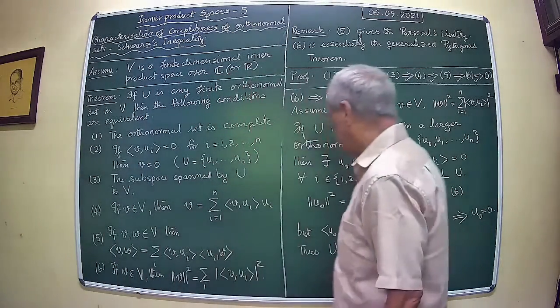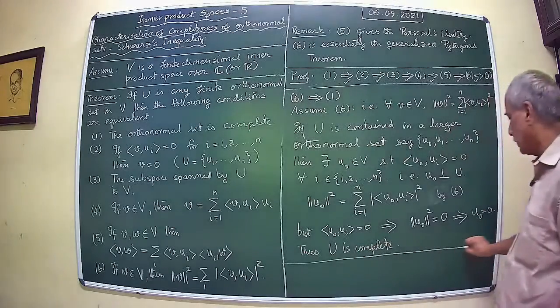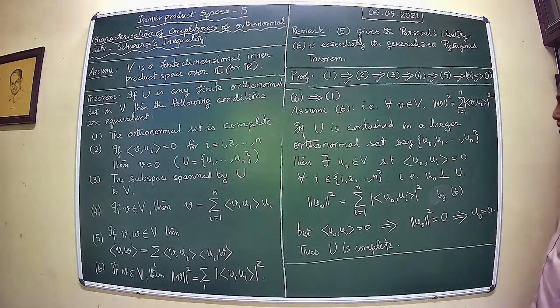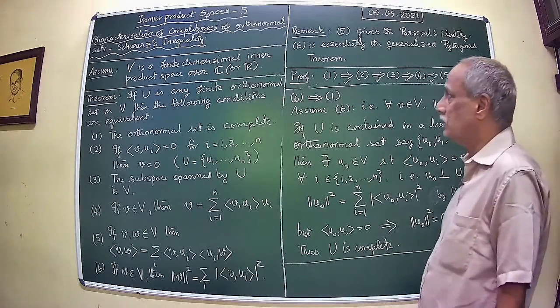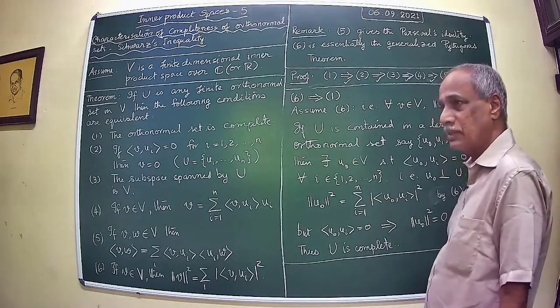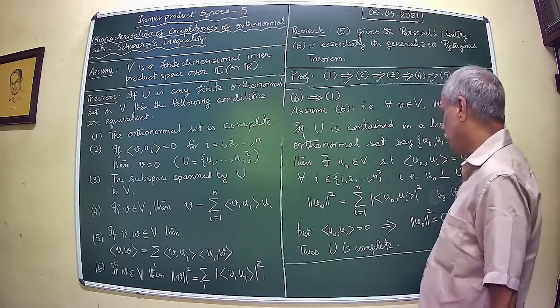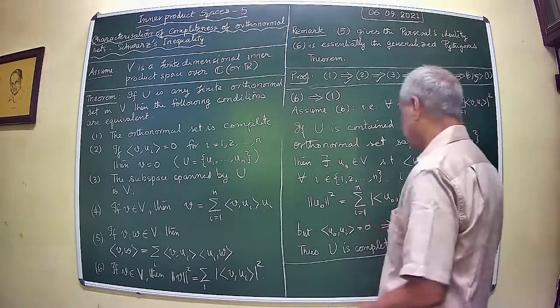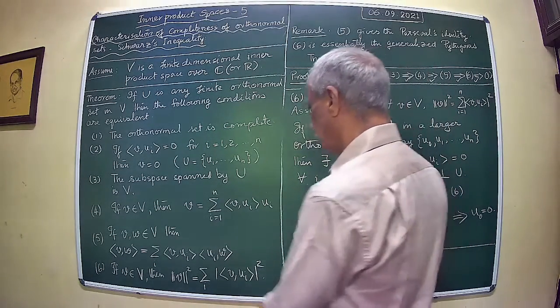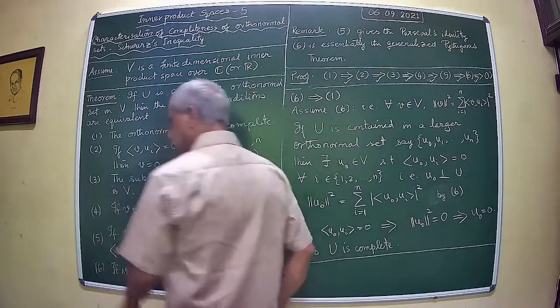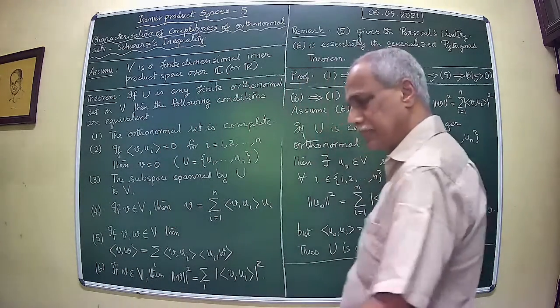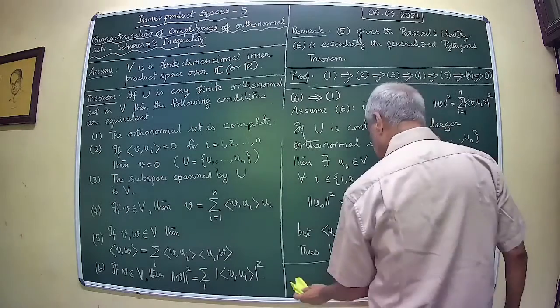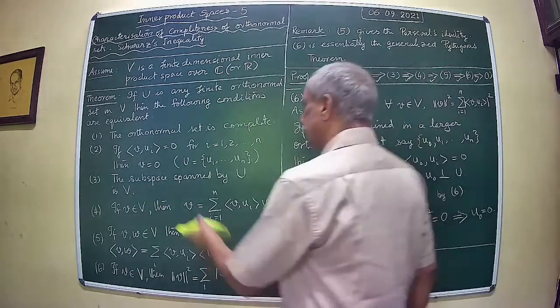Now let us look at one of the most important consequences of this result. Now this is what is called the Schwarz's inequality. Okay, but before that I want to make a remark. Let us look at the statement 6.